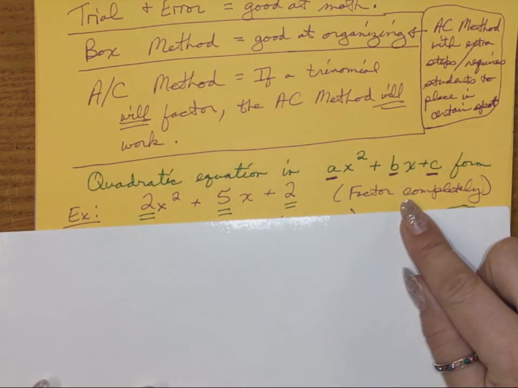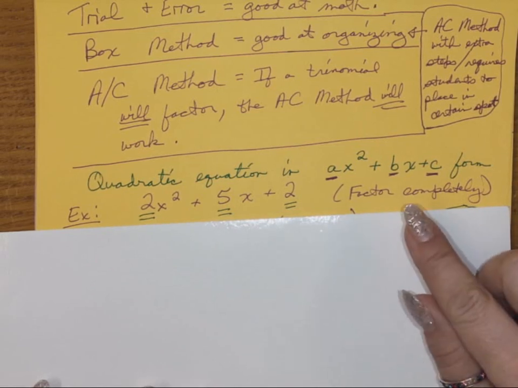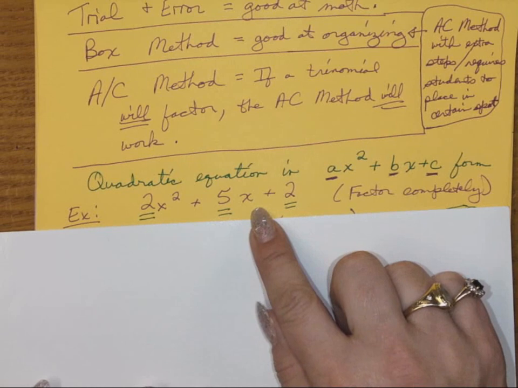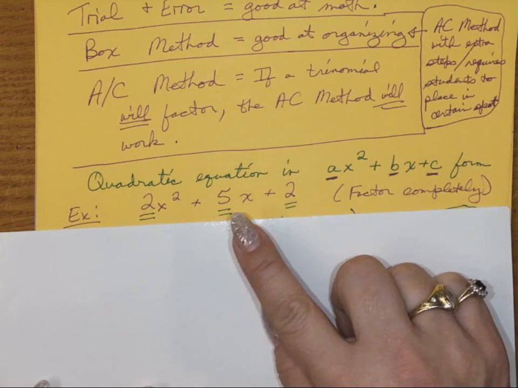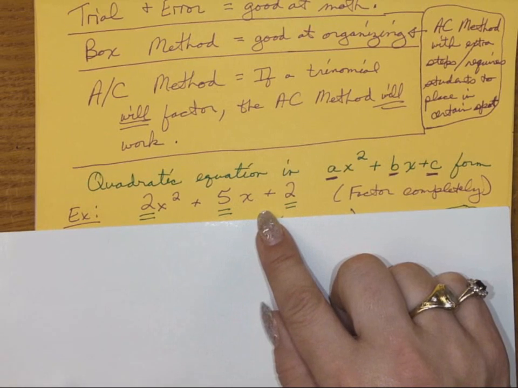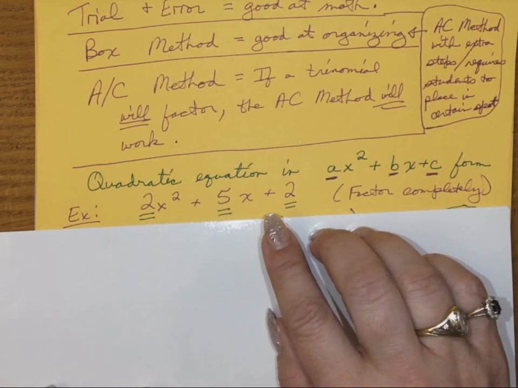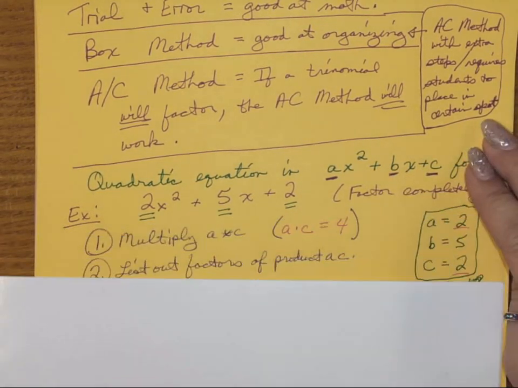But in this case, I'm just going to say factor completely. So the directions for this thing are factor completely. So I need to look and say, is there a GCF in there? No, I don't see a GCF. Okay, then instead of worrying about a GCF, because I don't have one, I'm going to go straight to the AC method.